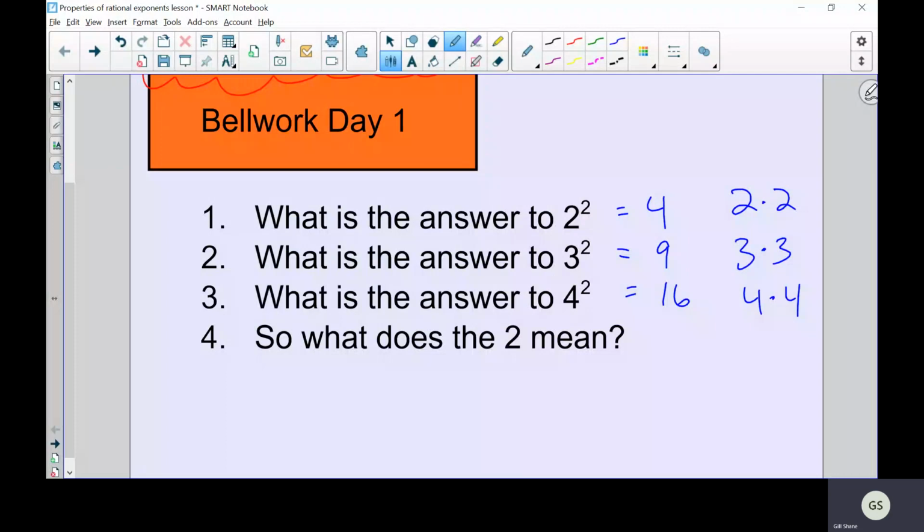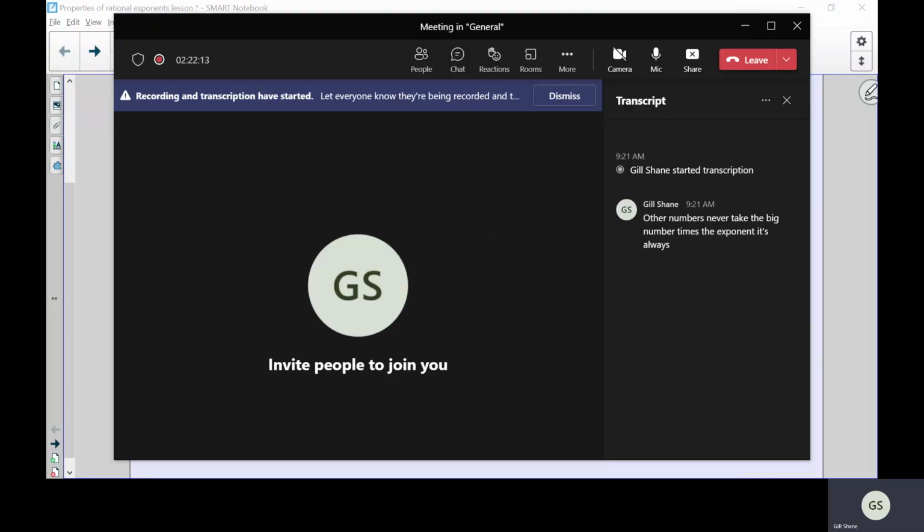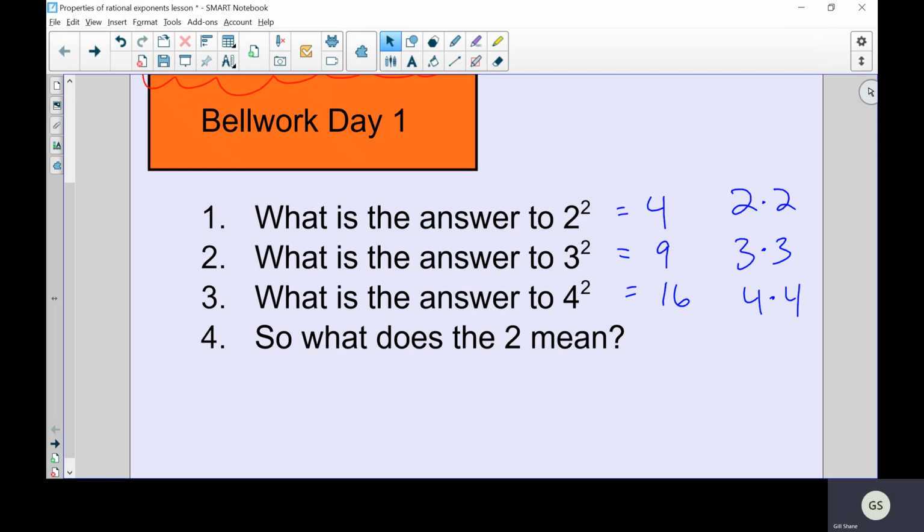Not times any other numbers. Never take the big number times the exponent. It's always the big number. Oh, wait, I think I just missed what I said. So you take the big number, which I'll give you the correct math word for in a second. You take the big number times itself as many times as you have in the exponent, the little one.